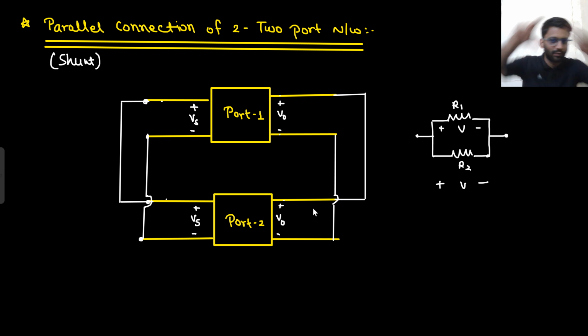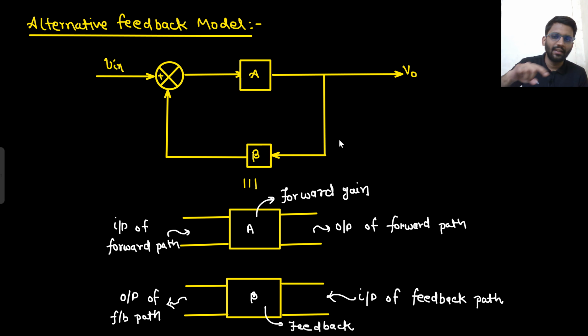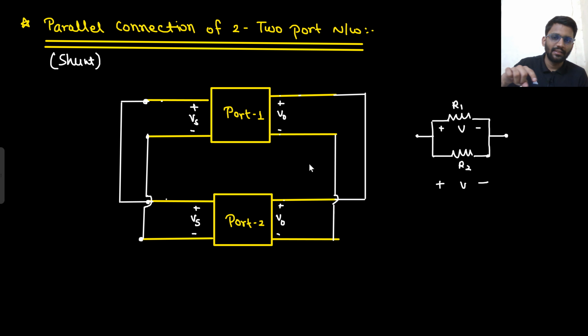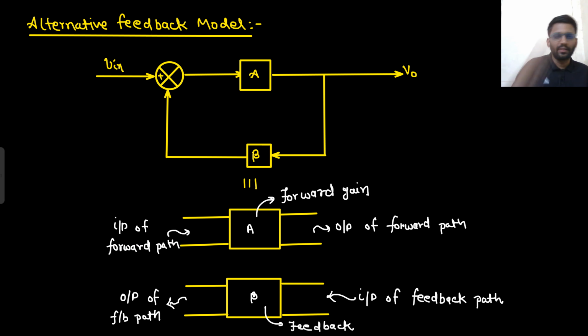What is the meaning of connection? What do I mean by parallel connection, and what do I mean by series connection? How do I make a series connection? In series connection, these two nodes are connected and these two nodes are connected. In parallel connection, this and this node is connected and this node is connected. Well and good. Understood? Everything is crystal clear, right?